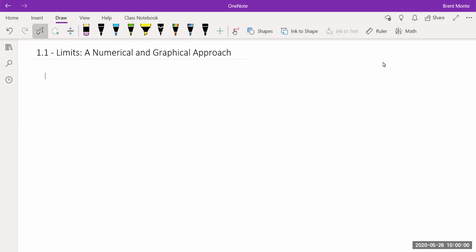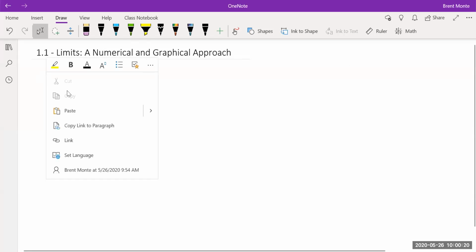Let's just jump right into it. Today we're doing sections 1.1 and 1.2. 1.1, as you can see, is called Limits, a numerical and graphical approach. So this first chapter, we're starting with limits and going into the idea of the derivative of a function. But let's jump in first. Let's look at what the definition of a limit is.